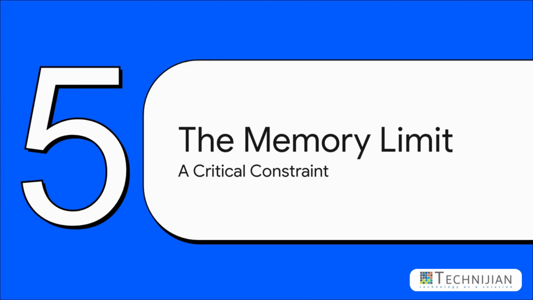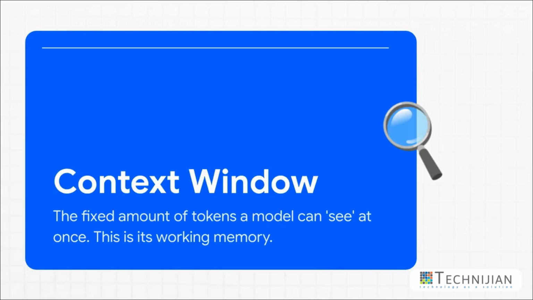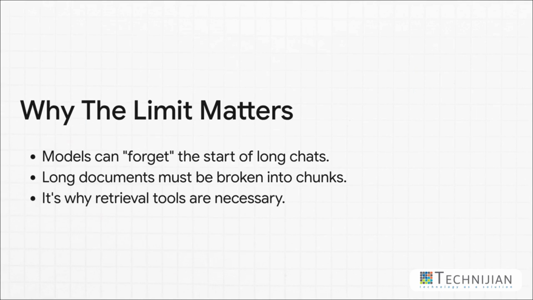Okay, we're almost there. We're at the final, and honestly, maybe the most crucial piece of this entire puzzle. Understanding this one concept is the key to understanding why LLMs sometimes act so strangely and where their real-world limits are. Here's the deal. An LLM doesn't have infinite memory. It can't see the whole internet. It can't even remember your entire conversation if it gets long enough. At any given moment, it can only see a fixed number of tokens. This limit is called the context window, and it's basically the model's working memory. It's short-term memory.